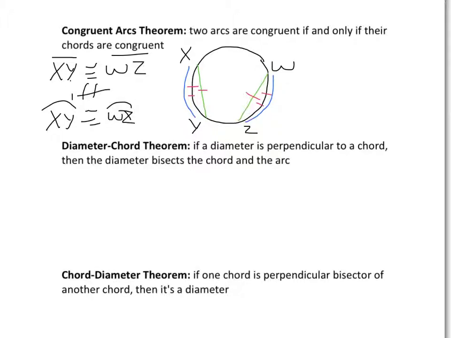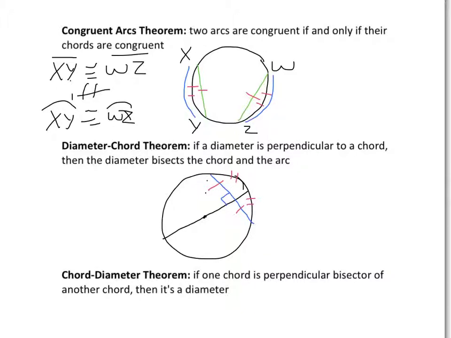Now the diameter chord theorem is working with some perpendiculars. It's going to create some right triangles for us. So if you draw a diameter and then draw any chord that's perpendicular to that, a chord that's perpendicular to a diameter, then you know that the diameter bisects both the chord and the arc. So it bisects that, and it bisects that. That creates some congruencies for us.